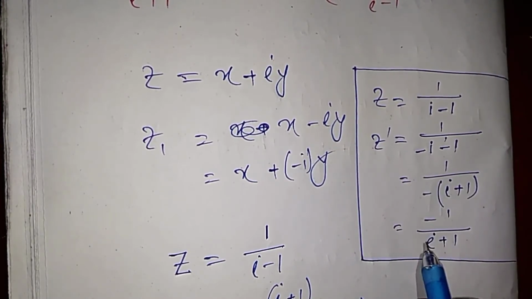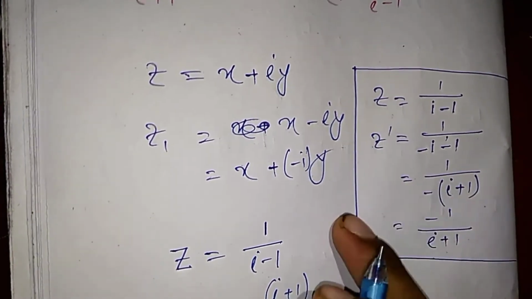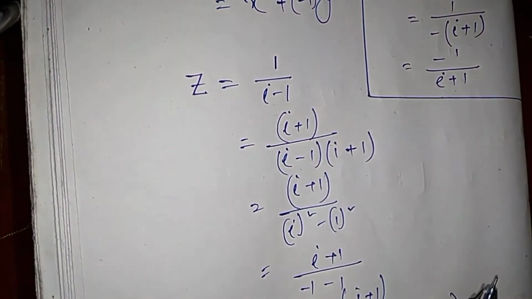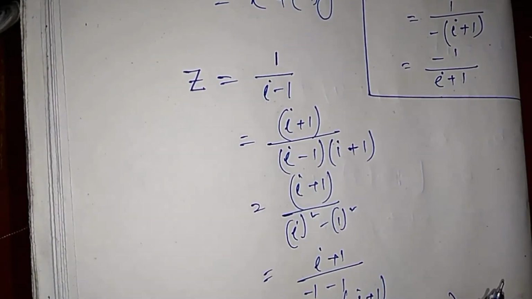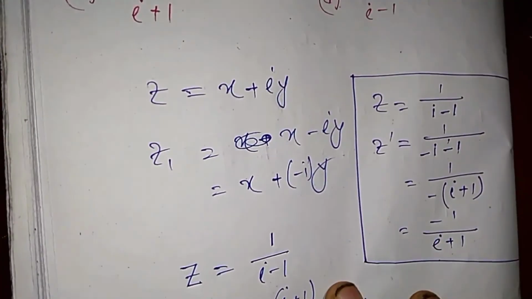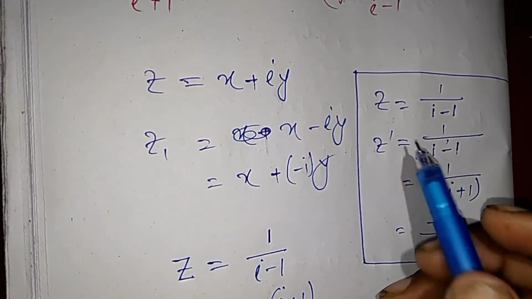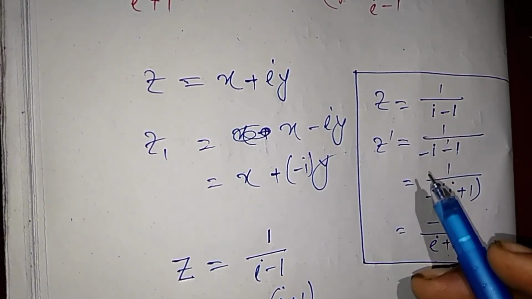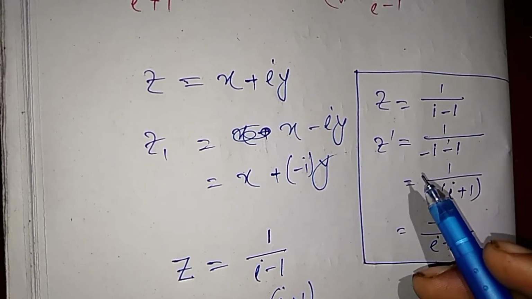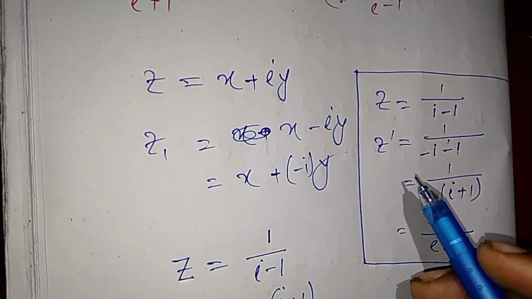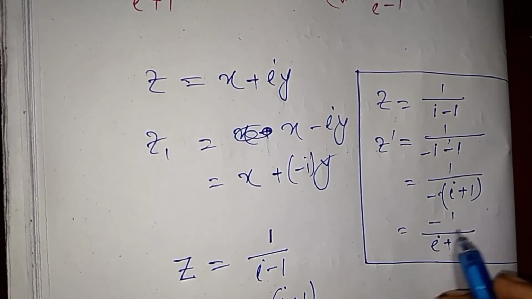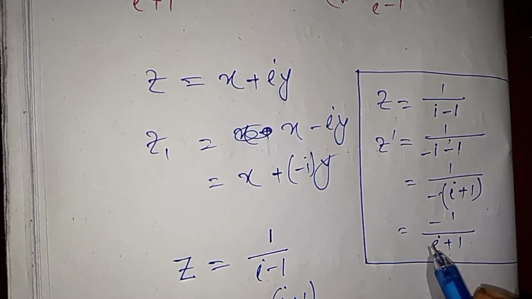So it is solved very easily. The normal method takes very huge time, but if we put the conjugate value of i first, then it happens easily. Its answer is minus 1 upon i plus 1, which is option C.